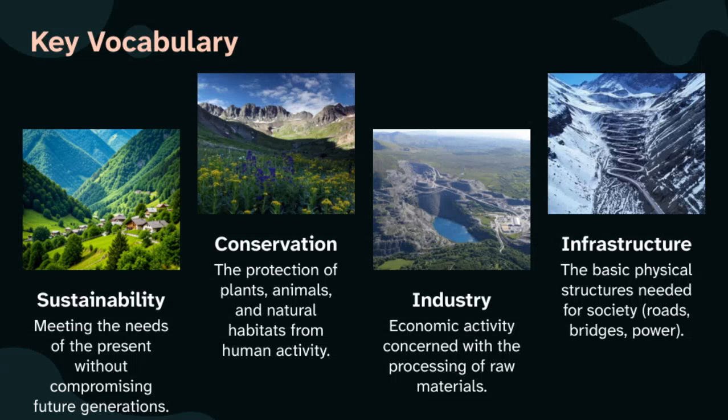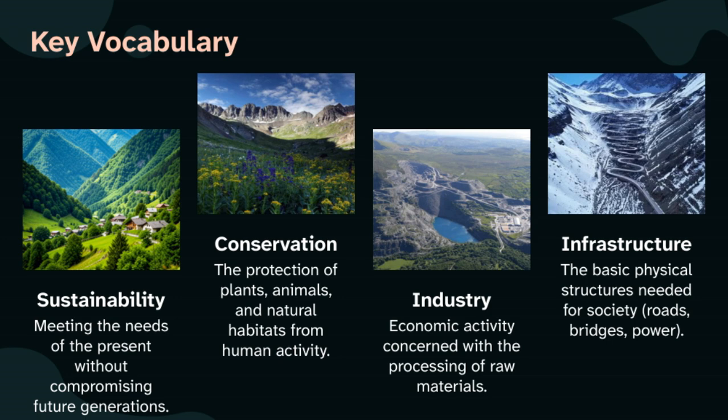Before we go further, let's define today's key vocabulary. The first word is sustainability. Sustainability means meeting the needs of people today without damaging the ability of future generations to meet their needs. For example, tourism may be sustainable if it brings money into an area while protecting the landscape for the future. The second word is conservation. Conservation means protecting plants, animals, landscapes, and natural habitats from damage caused by human activity.